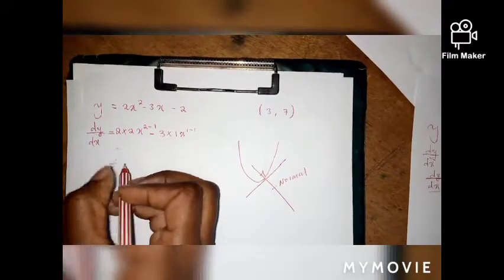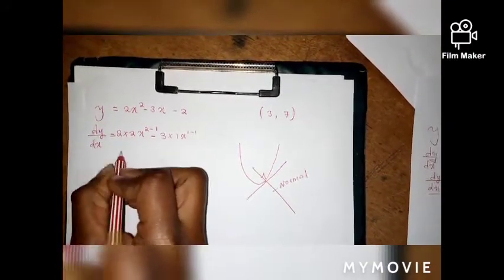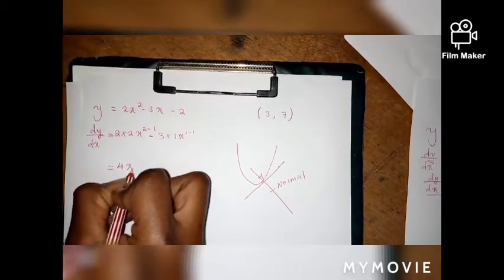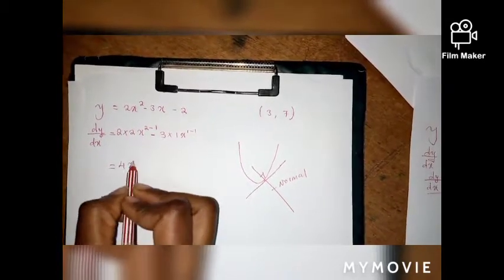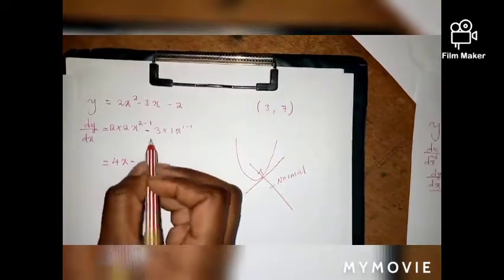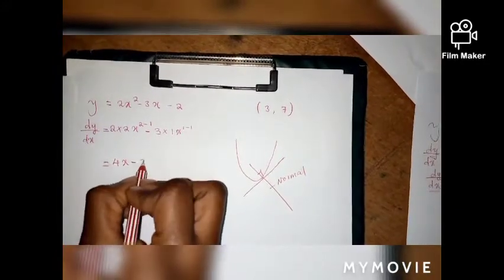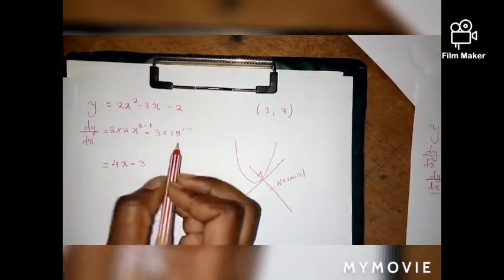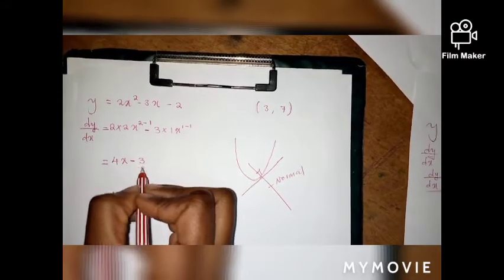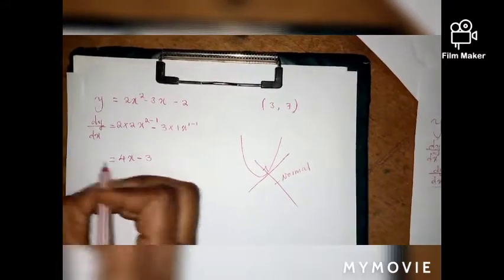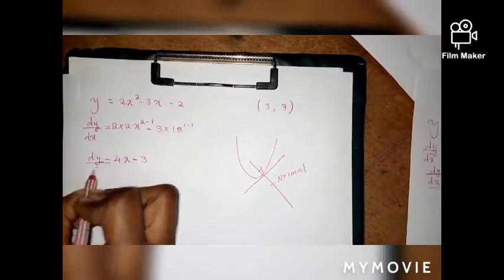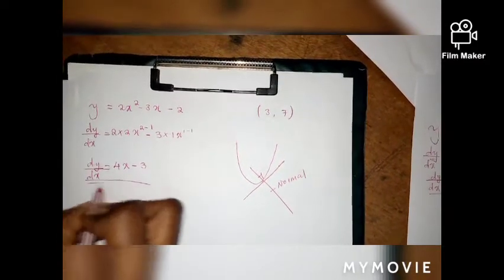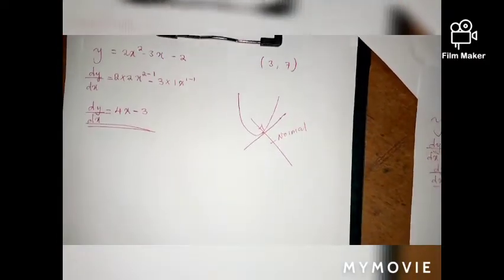So this is equal to, we're going to multiply it further. So it will be 4x to the power 1, of which we won't have to include the power, minus 3 times 1. So it will be 3 by 1 is 3, and then x to the power 0 is 1. So we'll have to leave it in this way. So we found the gradient function in this case.